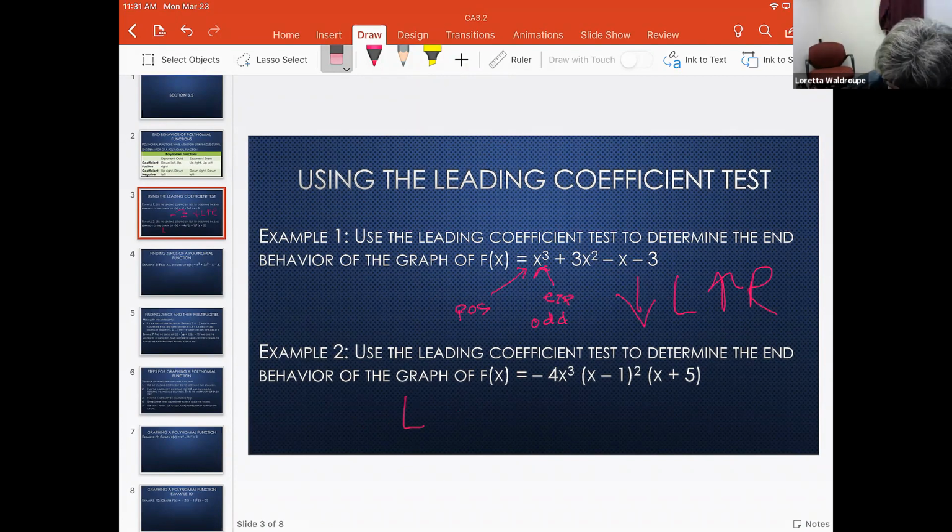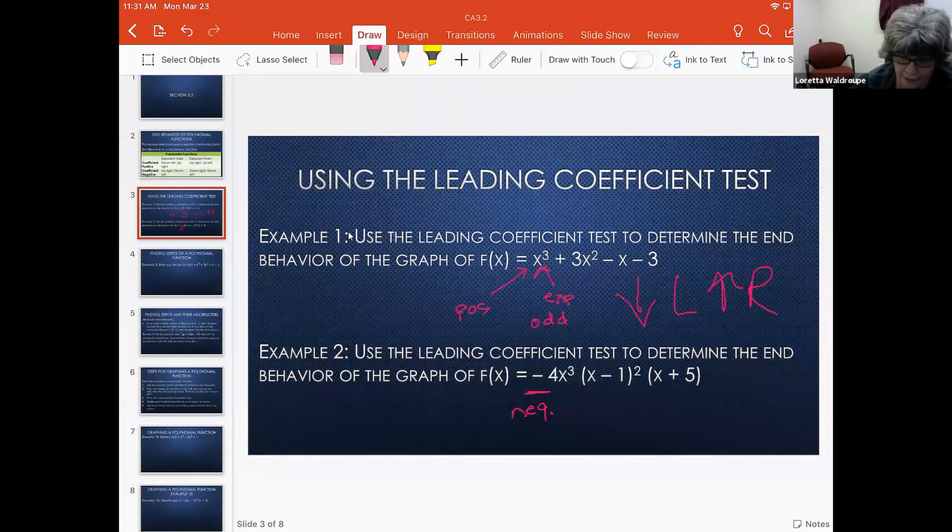So let's look at the next one. This looks a little different, doesn't it? My coefficient is still the -4. But to get my exponent, because this is factored, I have to add the 3, the 2, and the 1. So my exponent is even. So negative, even. Go back to your table.